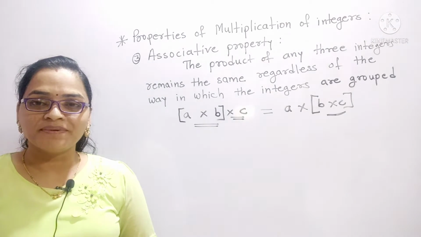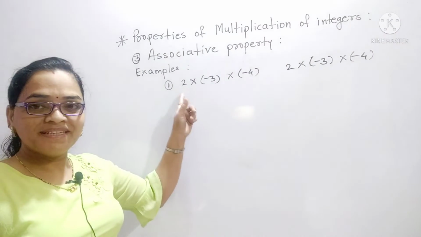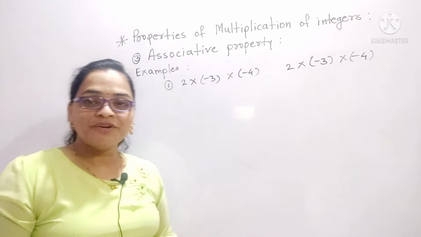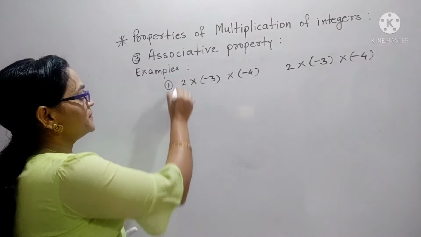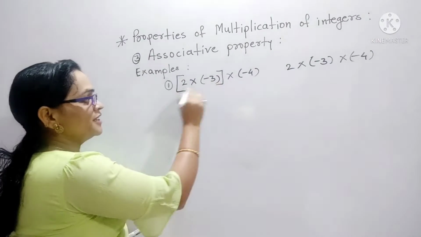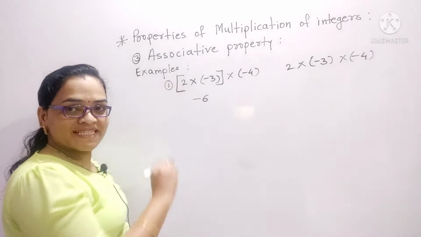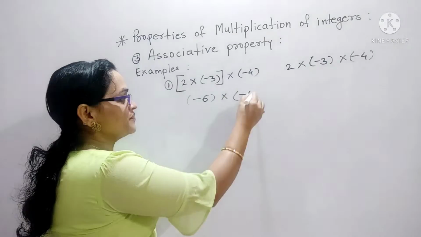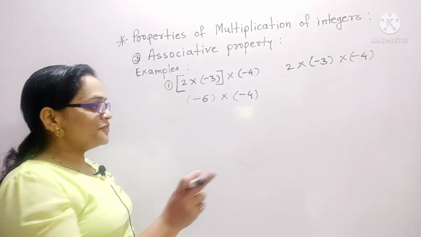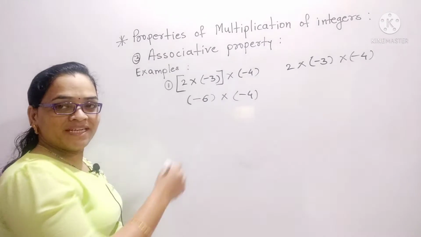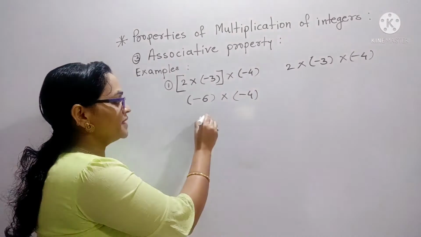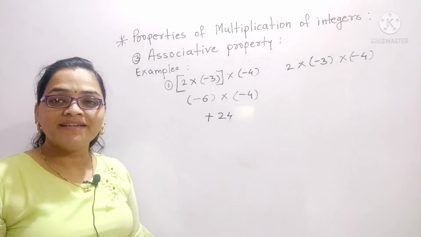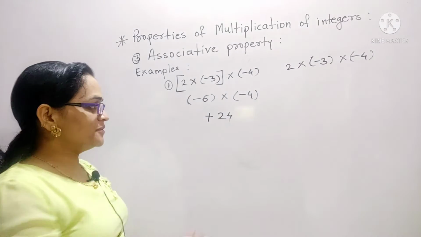See first example, 2 into minus 3 into minus 4. We have to find its product. First we will multiply 2 into minus 3. 2 3s are 6, minus sign as it is, minus 6 into minus 4. We have learned the rule, that is when two negative integers are there, the product will get a positive sign. 6 4s are 24, and we have to find the product of its absolute values.